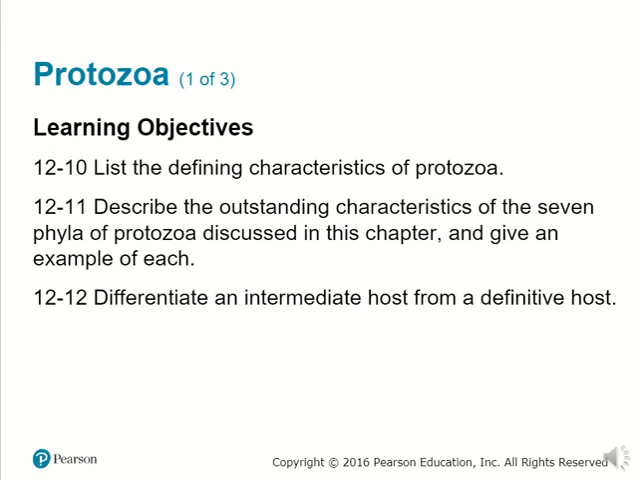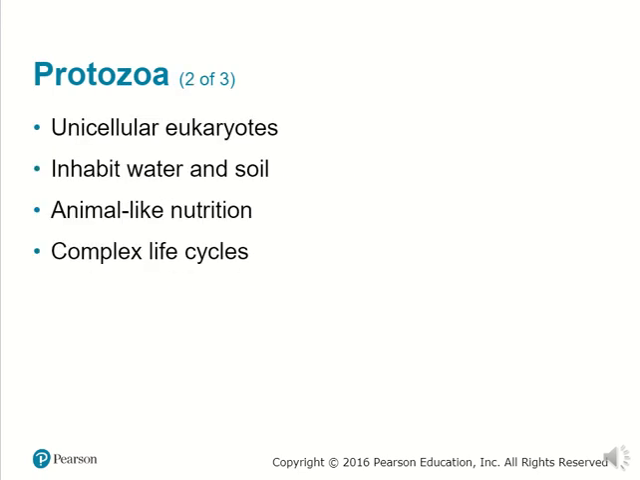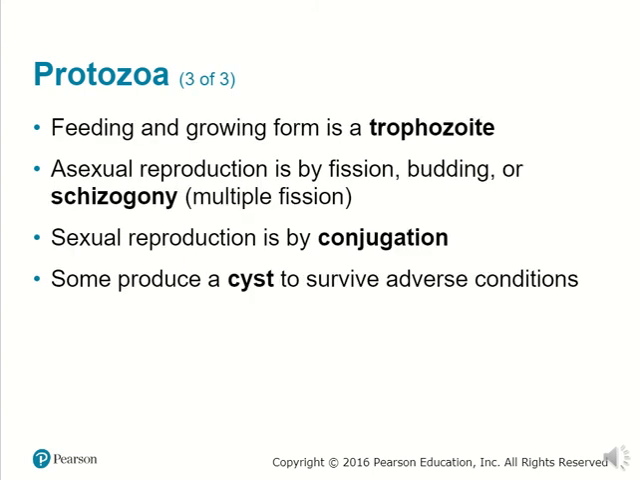Protozoa can be, or are, unicellular eukaryotes. They do in fact have cells with a nucleus. They inhabit water and soil, and they are involved in animal-like nutrition. They will typically have complex life cycles, however. In terms of stages, there can be a feeding and growing form, which is a trophozoite.